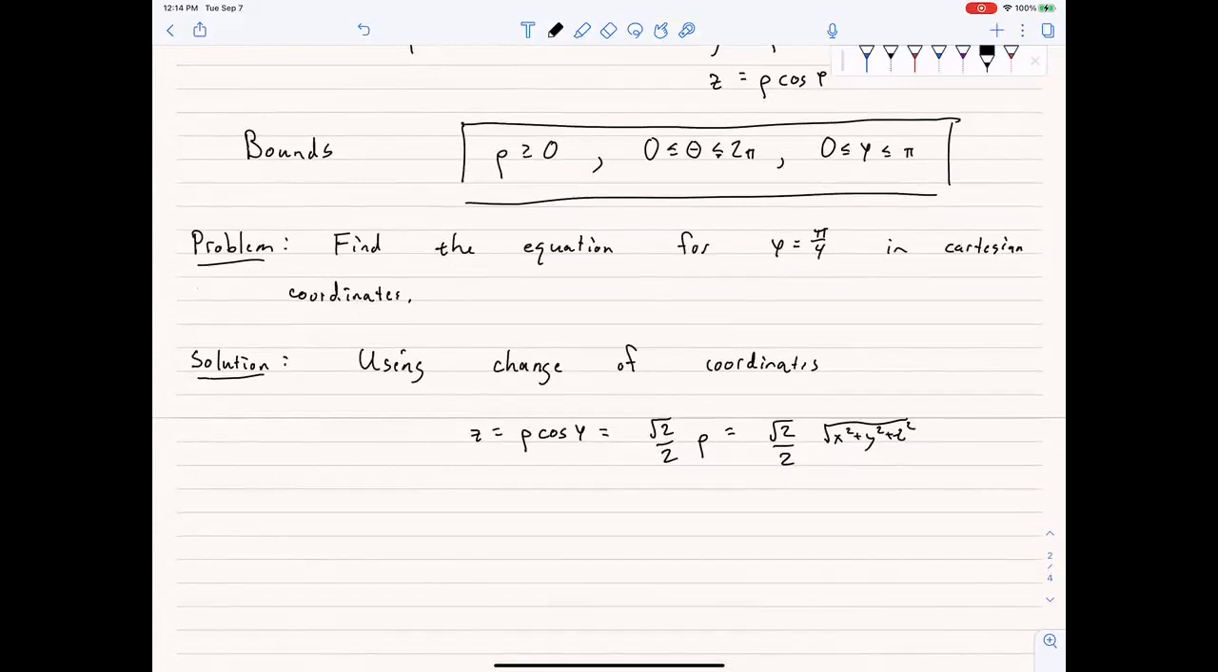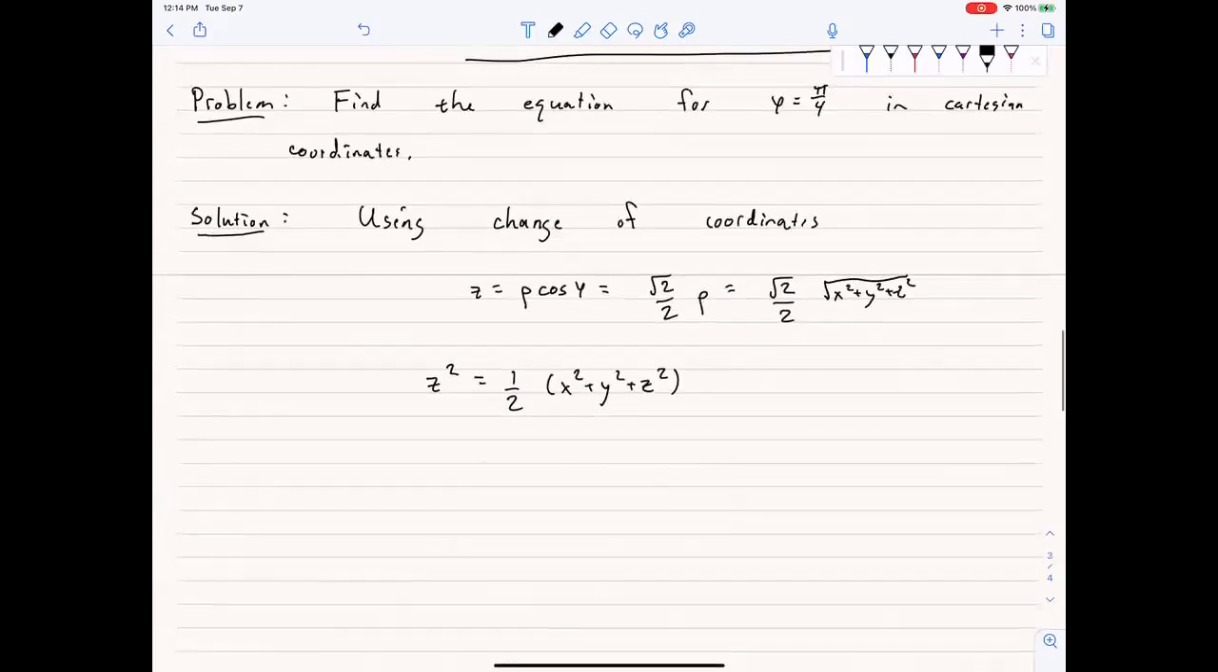That's an equation. That's true, but it's kind of funky. I don't love it. So let me square both sides to make it a much more familiar equation. If I square it, square root of 2 over 2, of course, is 1/2. So I get 1/2 times x squared plus y squared plus z squared, multiply by 2, and maybe subtract the z squared. Well, maybe I'll just do it in 2 steps. So 2z squared equals x squared plus y squared plus z squared.